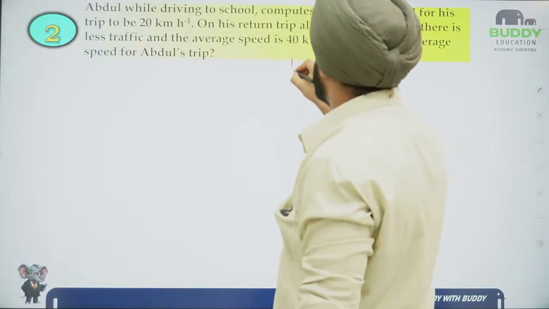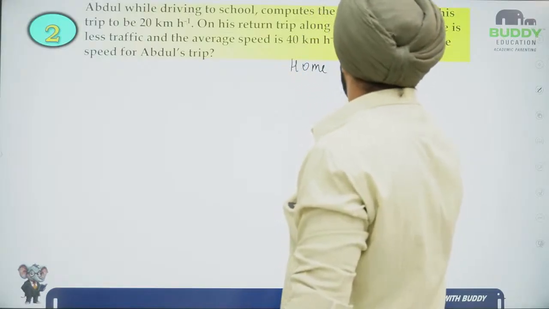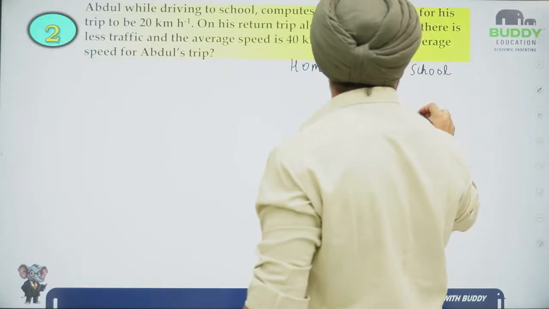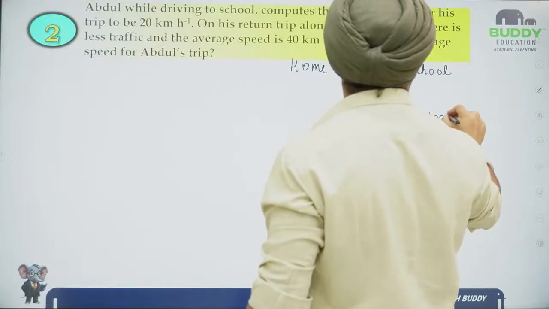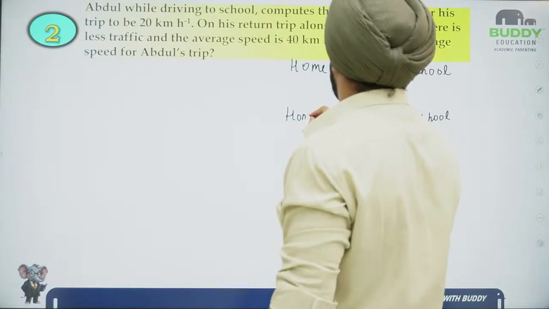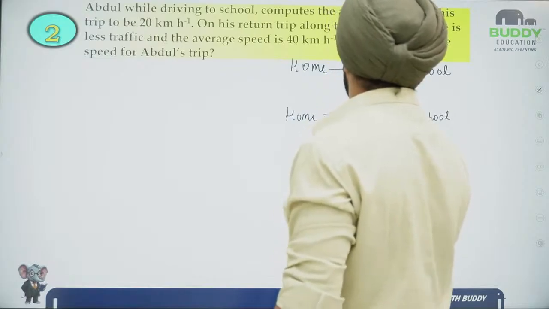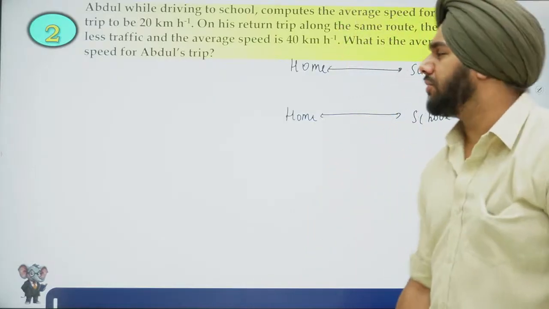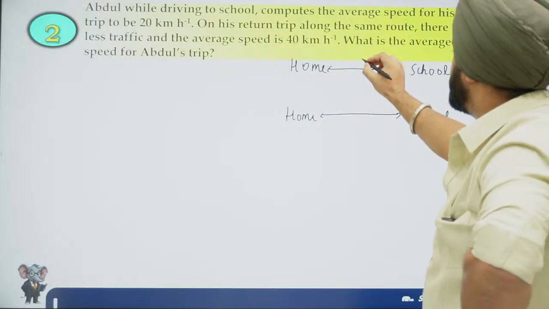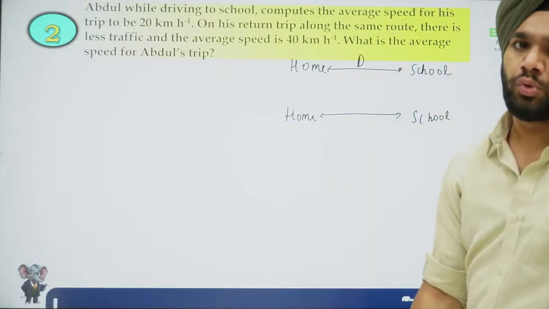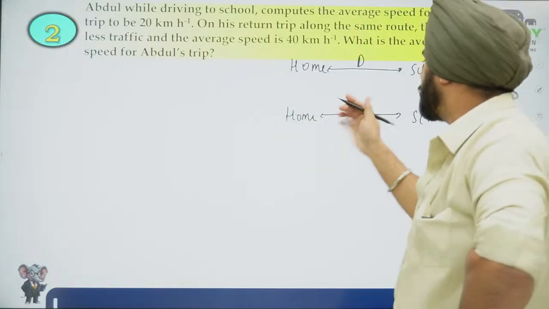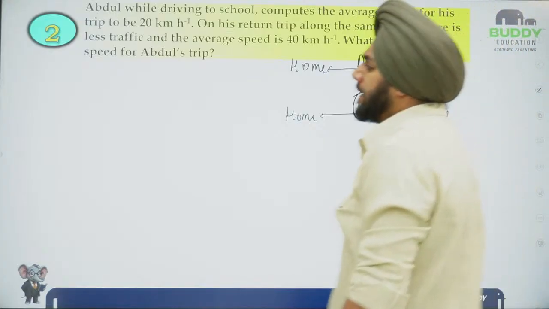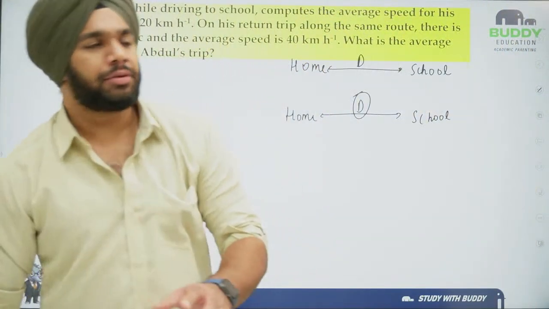What happens, suppose many children get confused. So say this is home and this is school, and this is school and this is home. So here you need to remember one thing, that the distance between home and school is constant. If Abdul is traveling say d distance from home to school, then he will also come back d distance only, right? Yes or no? Right?